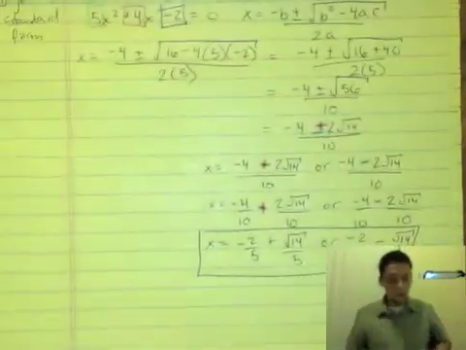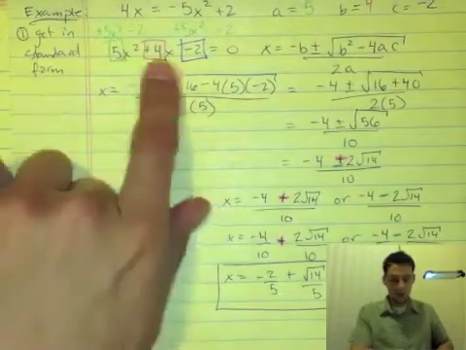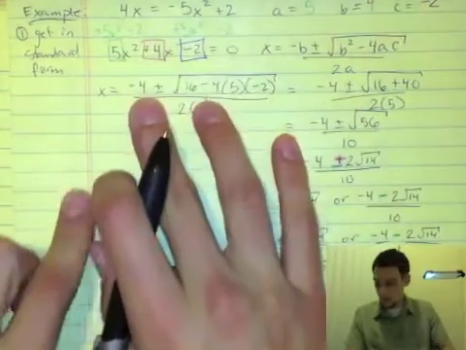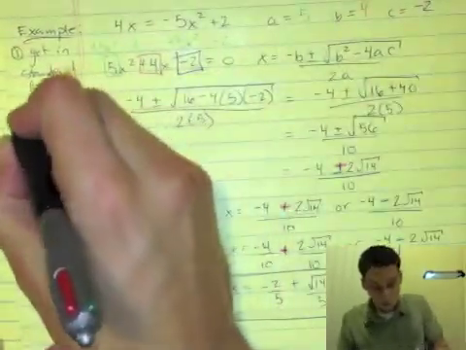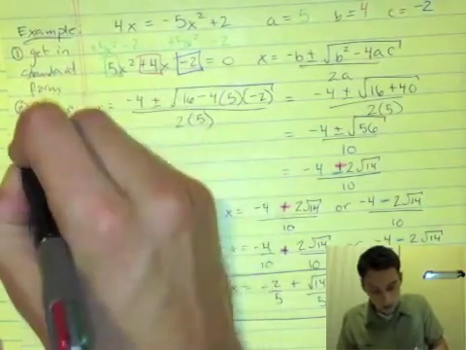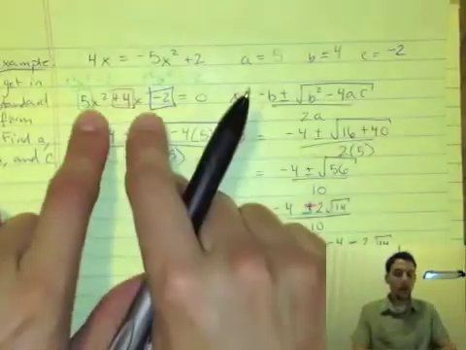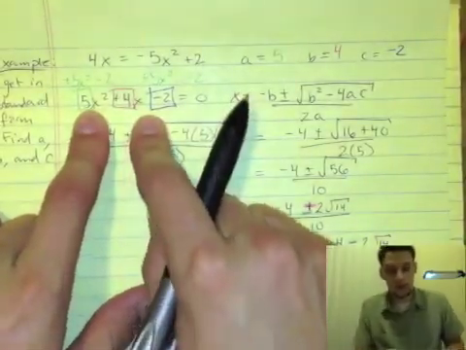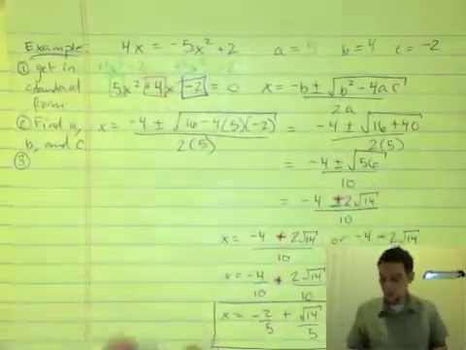So what were the steps that we did? First, get it into standard form. Check. That was this part. And then next, find A, B, and C. So let's write that down. Step 2 is find A, B, and C. So that was after you got into standard form. You could just look right away and see A, B, and C. Step 3, what do we do after step 2?